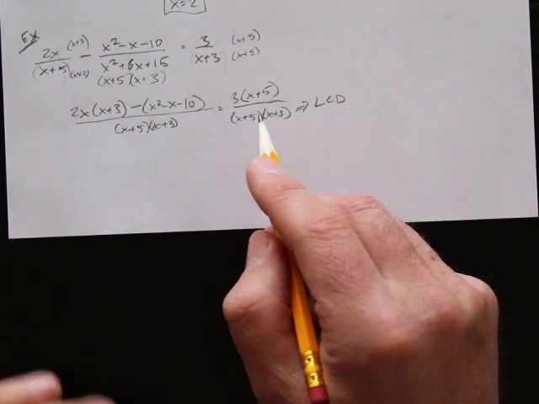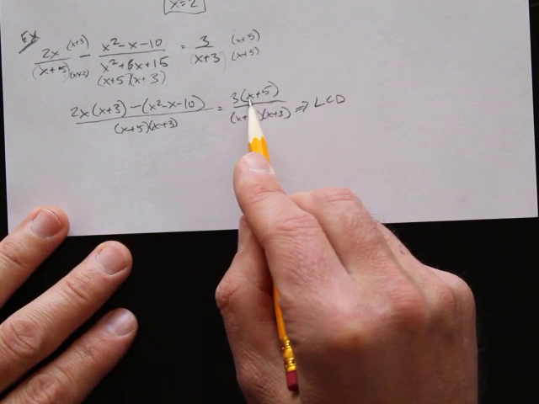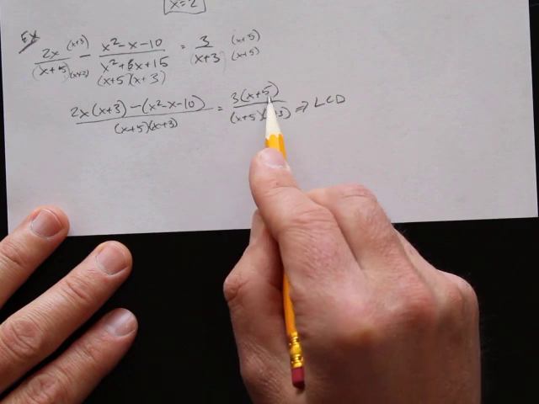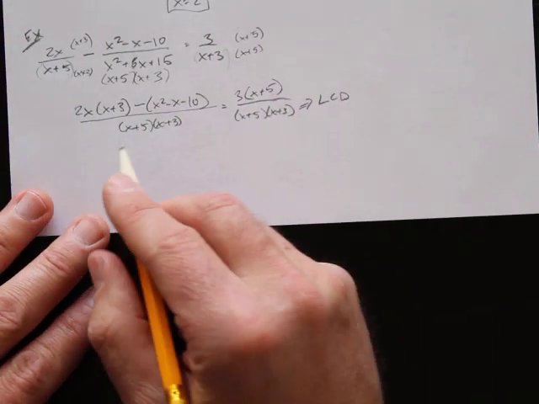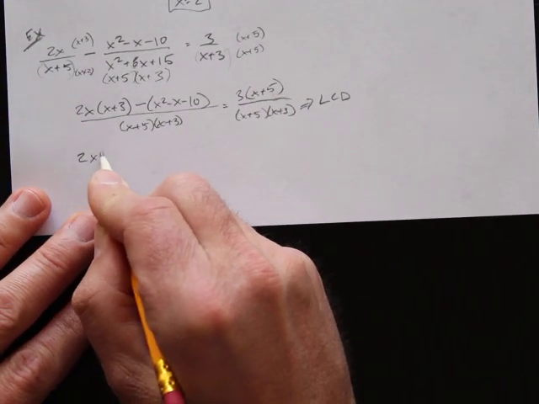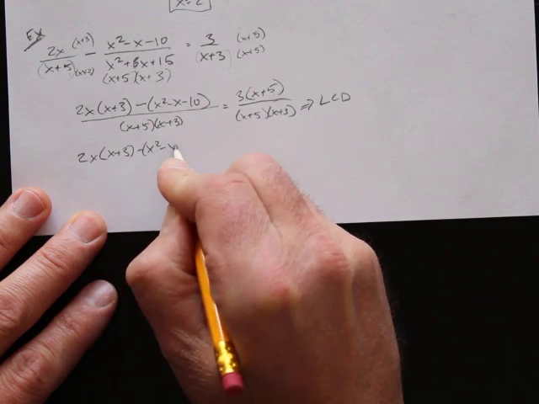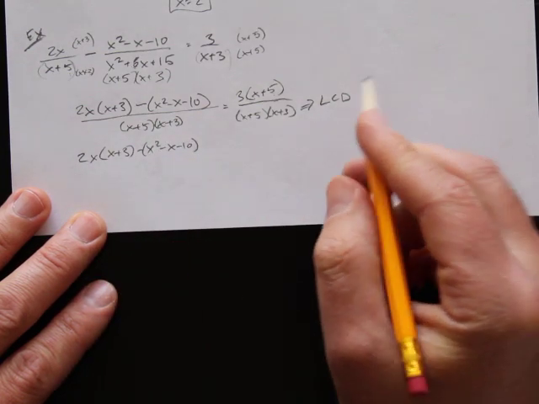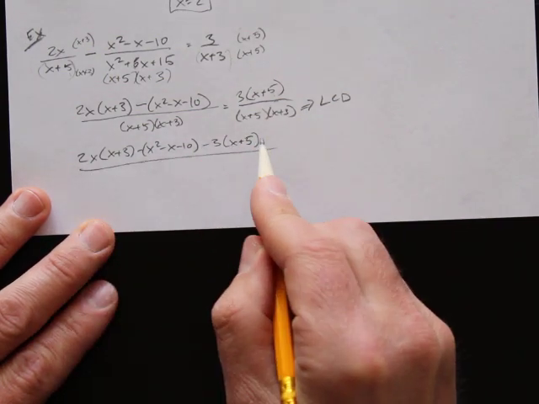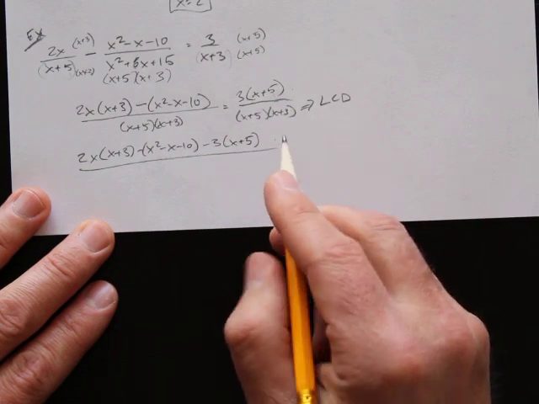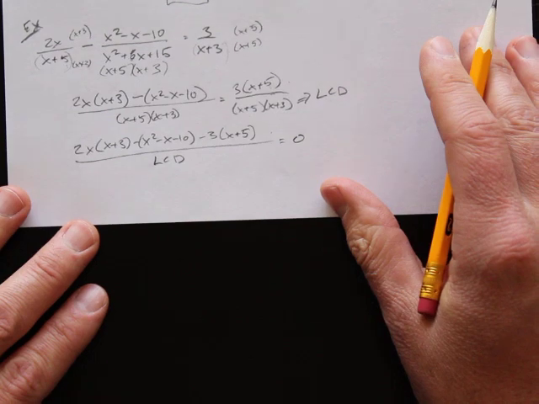So I want to subtract this 3x, 3 times x plus 5. I'm going to subtract that from both sides. So I'm going to do it this way. I'm going to say 2x times x plus 3 minus x squared minus x minus 10 minus 3 times x plus 5. So I've subtracted that from both sides, equals 0. And underneath I have my least common denominator.